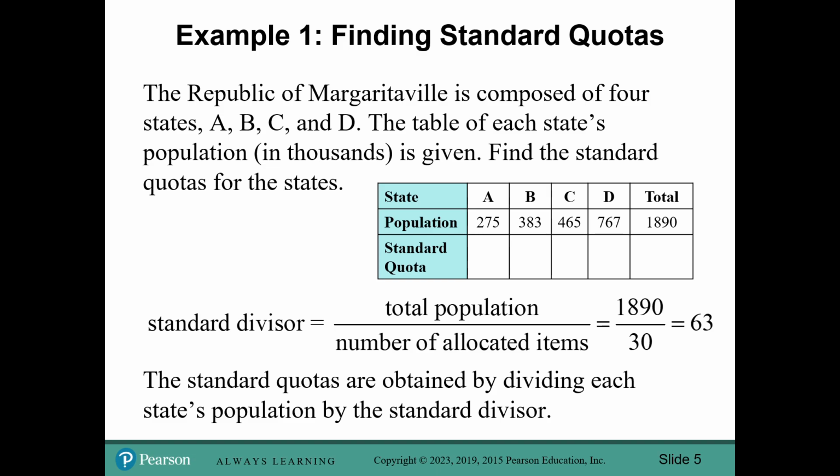The standard divisor, recall, is a total population divided by the number of allocated items. Now the total population we can see directly in our chart here. Directly in our chart we see that our total population is 1,890. Now our number of allocated items here for this example will be 30, and the problem just gives you that. So you don't have to calculate that or come up with that anywhere. Not yet, at least. Now, if we look at what this standard divisor comes out to be, the 1,890 divided by 30 gives us a standard divisor of 63 that we will use. The standard quotas are obtained by dividing each of the state's population by the standard divisor.